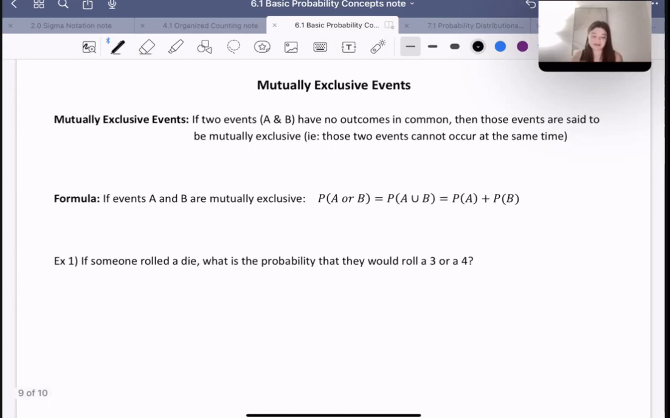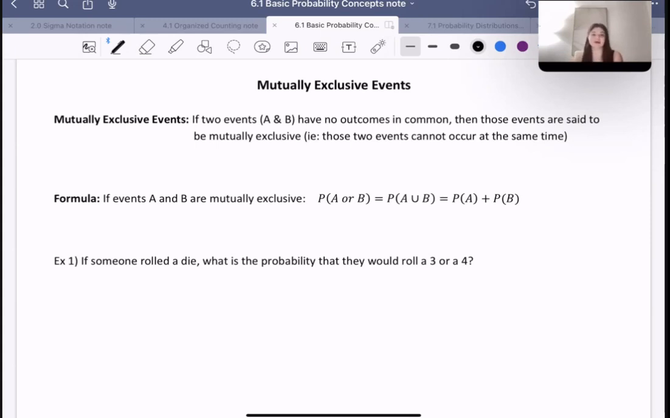Well, if A and B are two events that have no outcomes in common, then those events are said to be mutually exclusive. In other words, these two events cannot occur at the same time. So I'm going to give you an example. Let's say that event A was rolling a 3 on a die, and event B was rolling a 6 on a die. Well, those two outcomes cannot occur at the same time, right? We could roll a 3 and then a 6, but is it possible to do both in the same roll? Well, no, it's not, right?